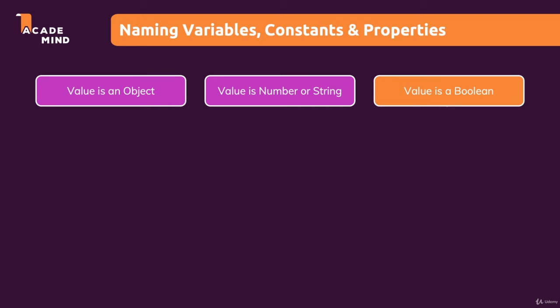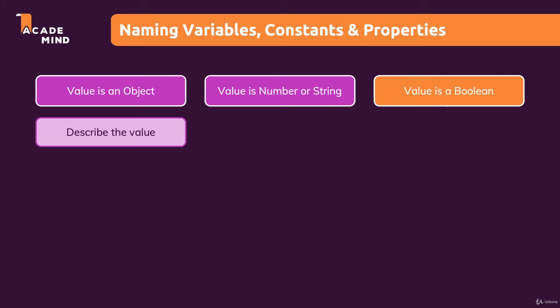Now, if your value, which you store in a variable, constant, or property, is an object or an object-like thing, then the name which you assign to your variable or property should simply describe the value. So if you are storing a user object in your variable, name the variable user. If you are storing an object which describes a database and offers database operations, you might want to name the variable database.